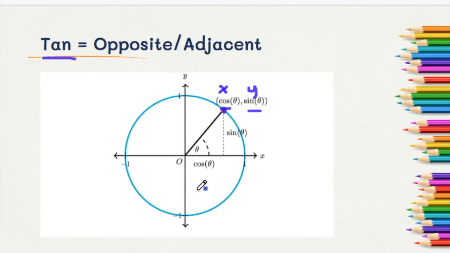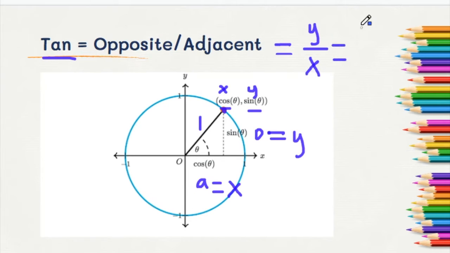Now tangent is a little bit harder, but we know that it is opposite divided by adjacent. Opposite is sine because it's y divided by 1, and y divided by 1, or opposite divided by 1, is just y or sine. Cosine, same thing, x divided by 1. So tangent is y divided by x, or you could think of it as sine divided by cosine.